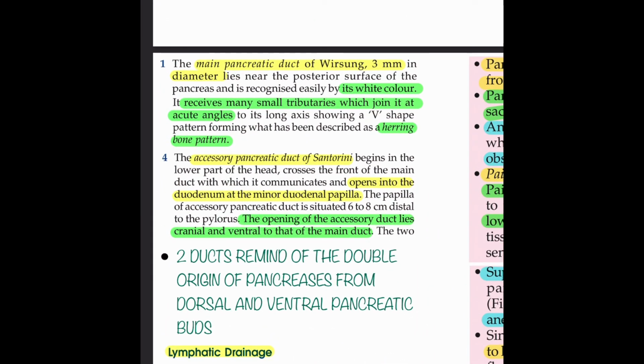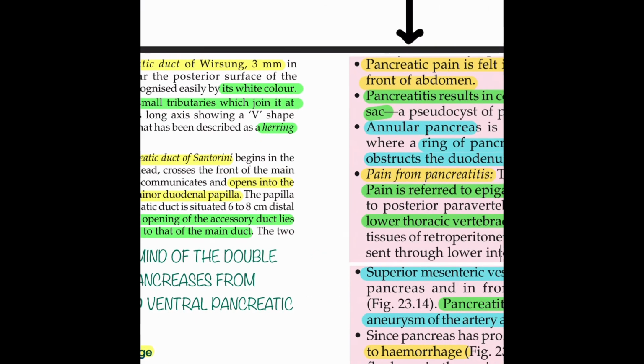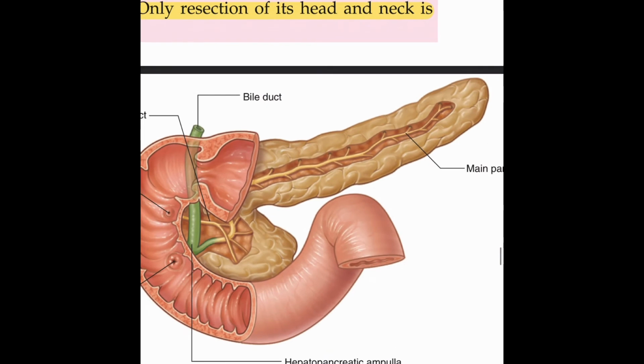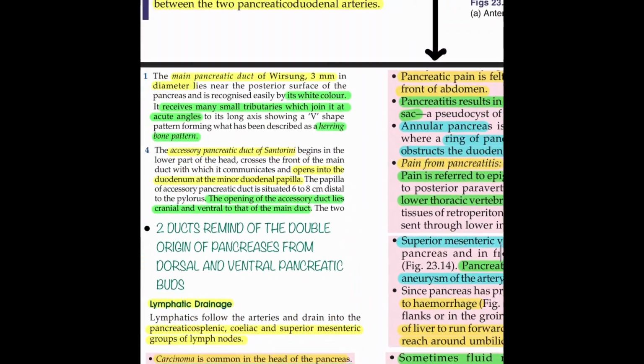Let's discuss some clinical aspects and various ducts of the pancreas. So majorly you have two ducts. The main pancreatic duct is known as the duct of Wirsung. Okay, it's 3 millimeters in diameter. And how will you recognize it? It's white in color. Please remember that the duct of Wirsung is white in color, and it receives various tributaries which join it at an acute angle, forming a herringbone pattern. I'll show you in this diagram. Okay, so it receives various tributaries from various parts of the pancreas, from the substance, and this forms a herringbone-like pattern, right? So that's what it's saying here.